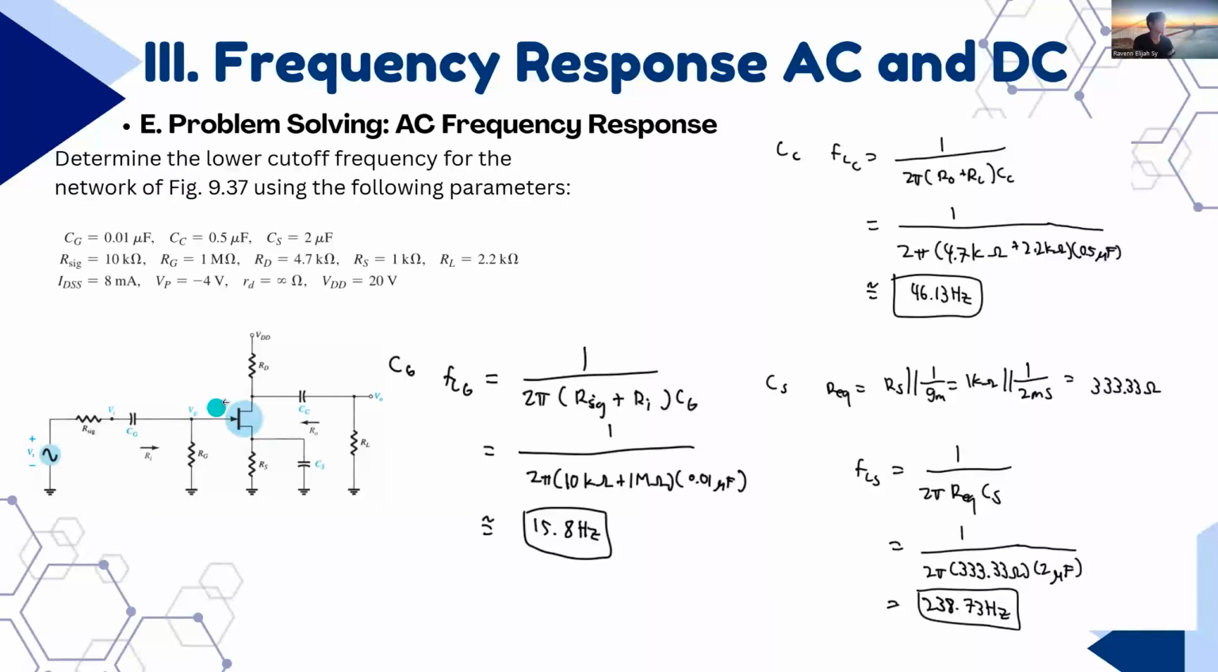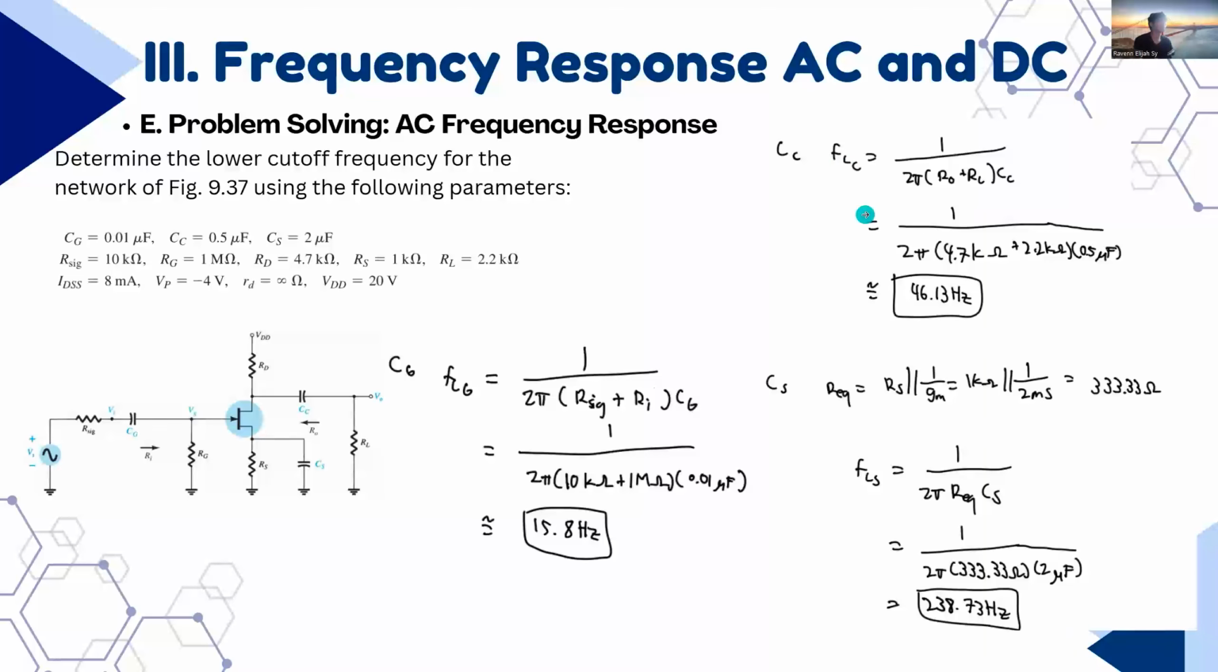So for the FET AC frequency response, we simply apply the formula: 1 over 2 pi (Rsig plus Ri) Cg. Rsig is 10 kilo ohms, Ri is 1 mega ohm, and Cg is 0.01 microfarads.